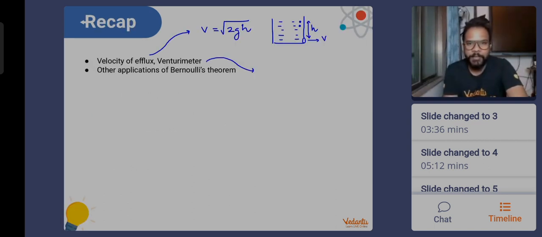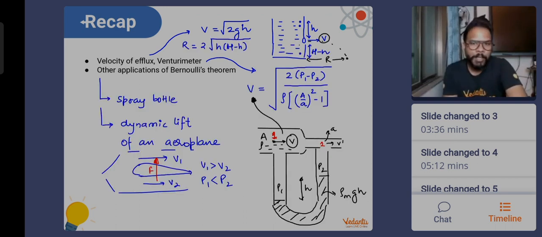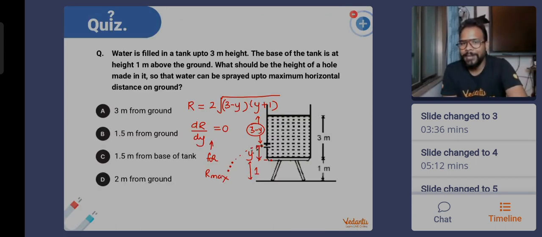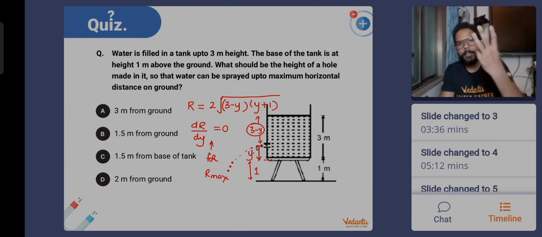Where is it coming from? This is coming from here: 2 times root of h minus small h into h. So this is 2 times root of (3 minus y) into (y plus 1), where the total height is y plus 1. You have to maximize it, and for maximizing, you have to find dR by dy and equate it to 0. Whatever value of y you get, that is the value of y for which R is going to be maximum. Giving you all 90 seconds for this. I hope you all remember how to differentiate, and the time starts in 3, 2, and 1.